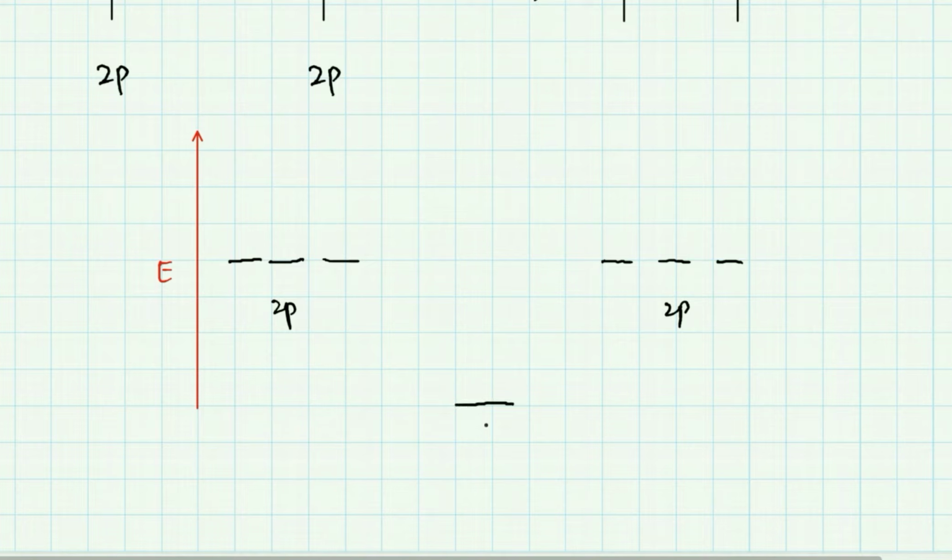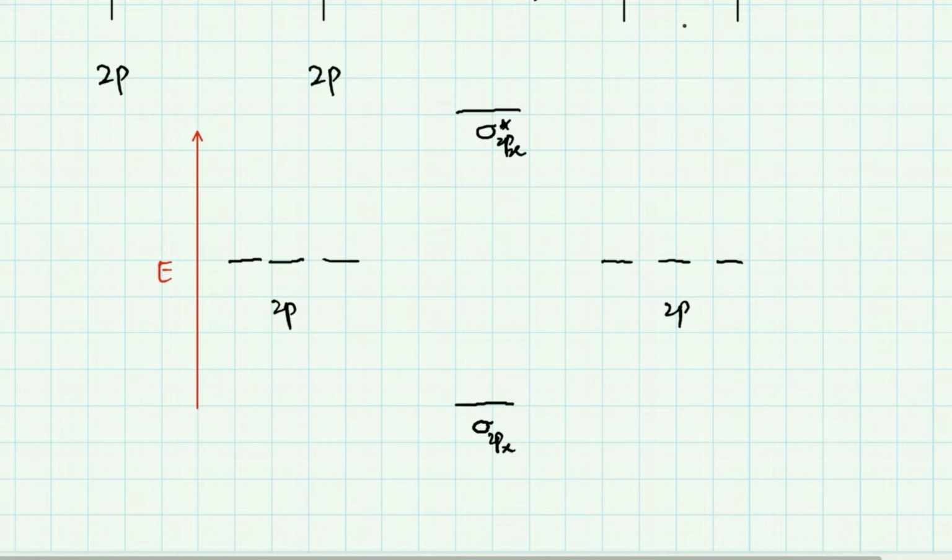So this is sigma 2px, and if they combine by in-phase combination, but by out-of-phase combination, this will be sigma star 2px. So the px orbitals will be combining so as to give rise to sigma 2px orbitals.